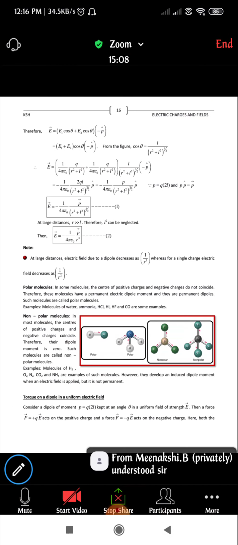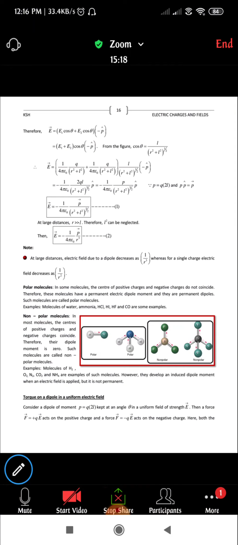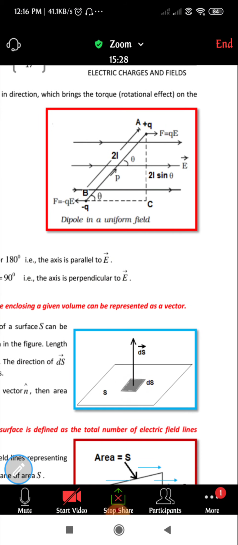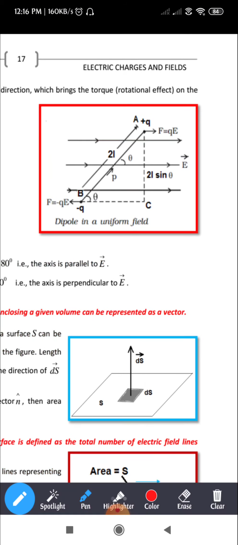Okay, so coming to the next topic, that is torque on a dipole in a uniform electric field. Before starting with the theoretical part, we will just focus on the figure. See here, there is an electric field, a uniform electric field, which is denoted by vector E.